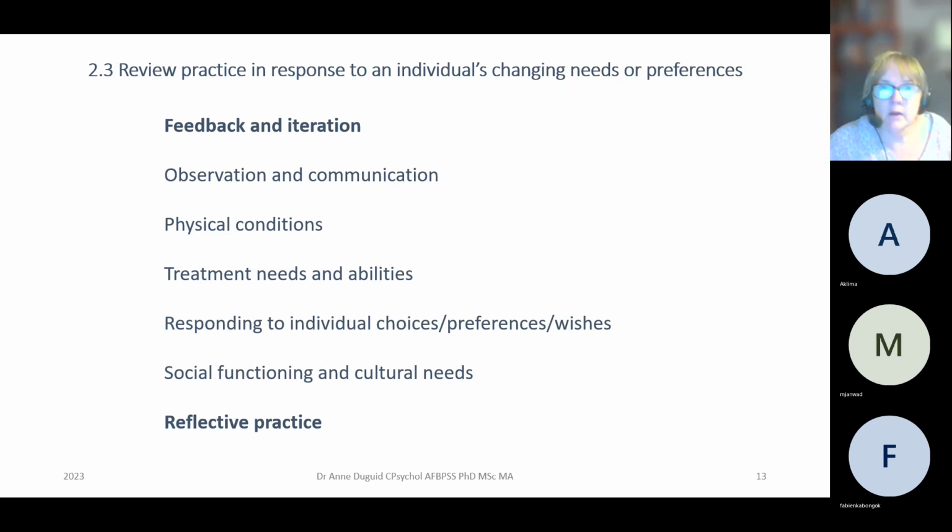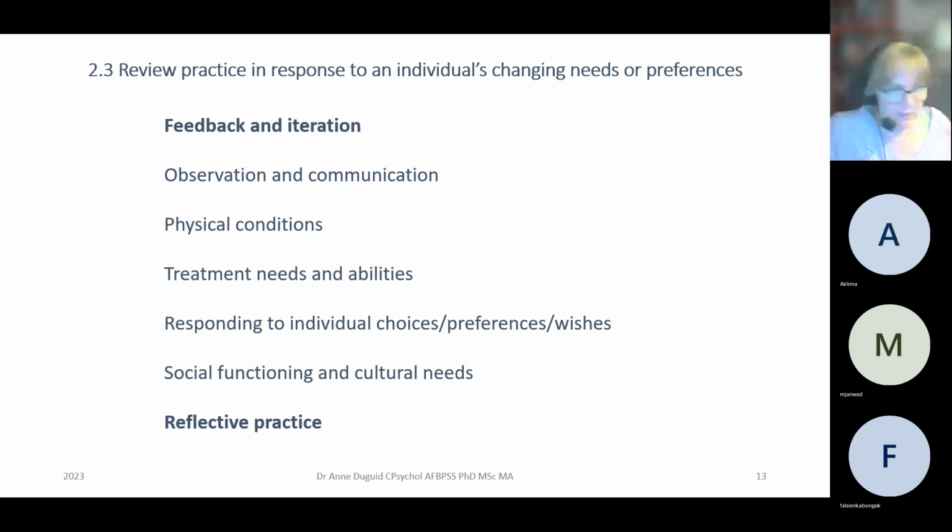And how can I meet that? What are their treatment needs and abilities? So what is it they're looking for in the treatment relationship? How are you responding to that?